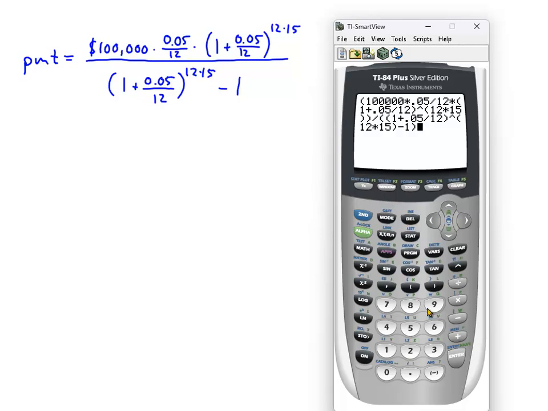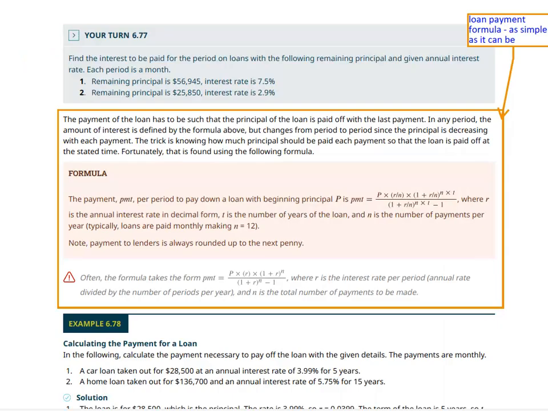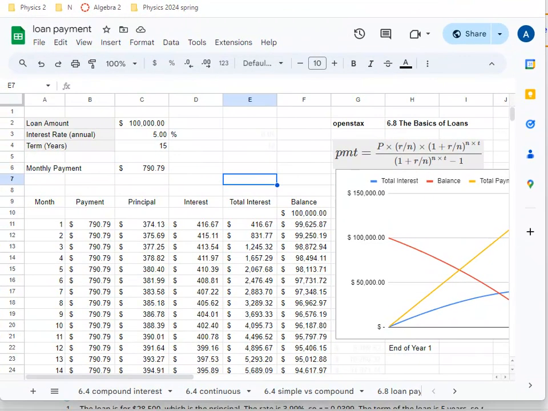Cross my fingers that the calculator actually can handle it and that I didn't make a mistake. And here we go. And that's what the monthly payment is, $790.79. So, as you recall, the calculator gave us $790.79, and there it is.